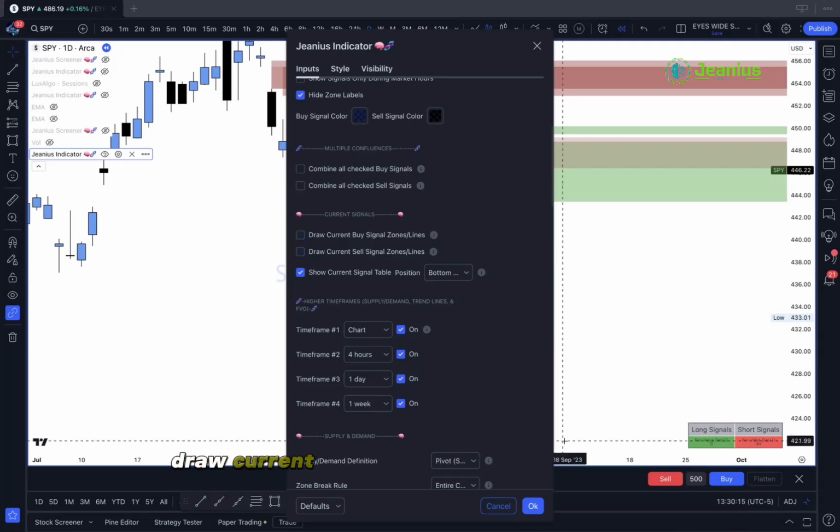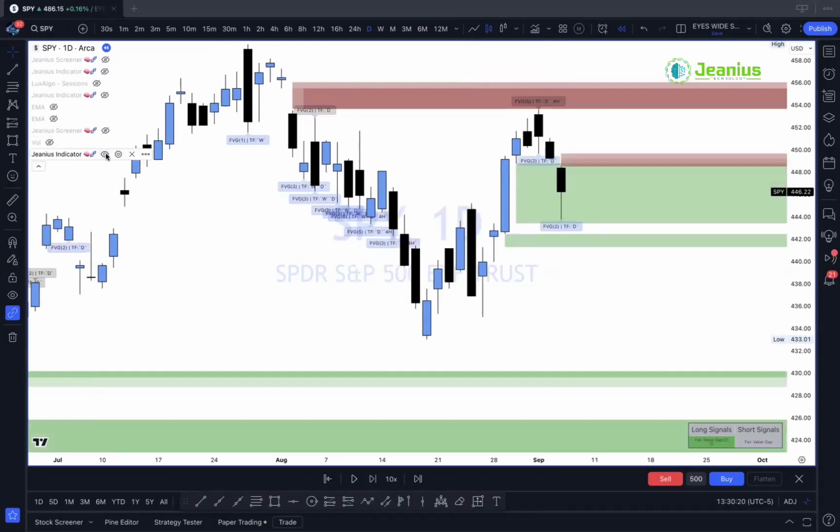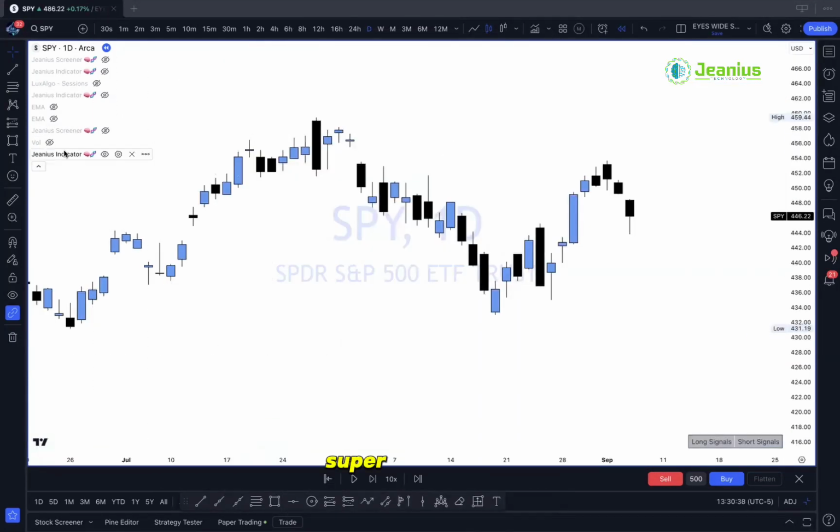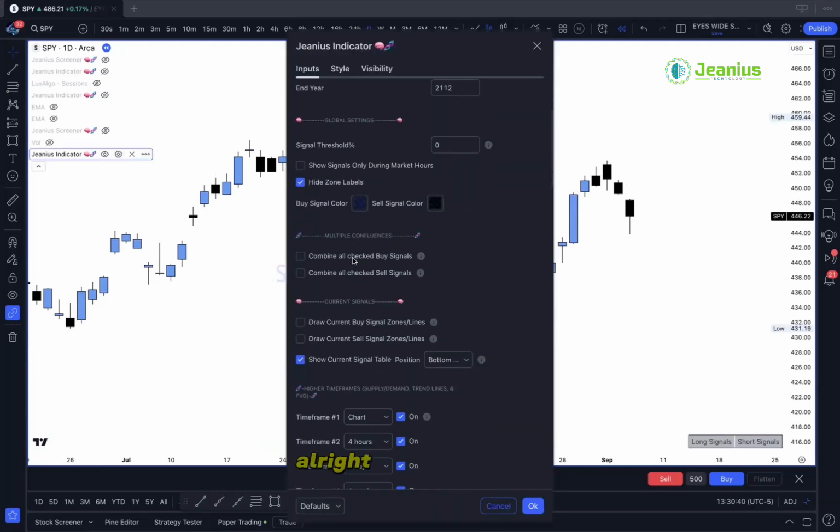which is also why I don't really like to use draw current, because I want to see everything. So we can turn that off, clear again. All right, where were we?